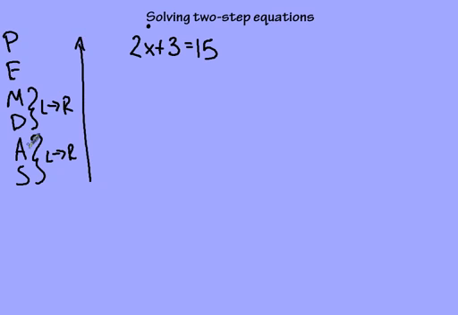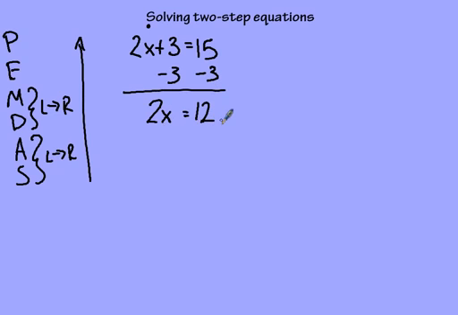So start with the addition and subtraction. What's being added or subtracted here? The 3 is being added. All right, so we want to get rid of the 3 first, and we're going to subtract it from both sides. We want to maintain this balance between the equal signs. So if we do it over here, we have to do it over here as well. Draw a line. We get 2x is equal to 15 minus 3, which is 12.